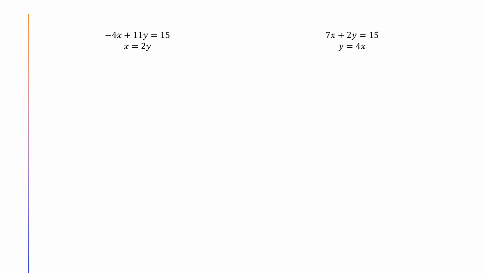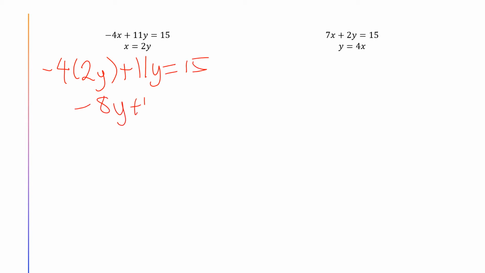We have negative 4x plus 11y equals 15 and x equals 2y. Since they give us x equals 2y, we can simply substitute 2y in for x in the first equation. So that gives us negative 4 times 2y, since 2y equals x, plus 11y equals 15. Negative 8y plus 11y equals 15. And that gives us 3y equals 15 and y equals 5.